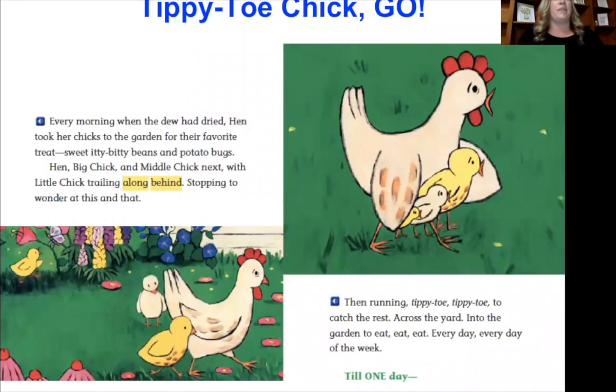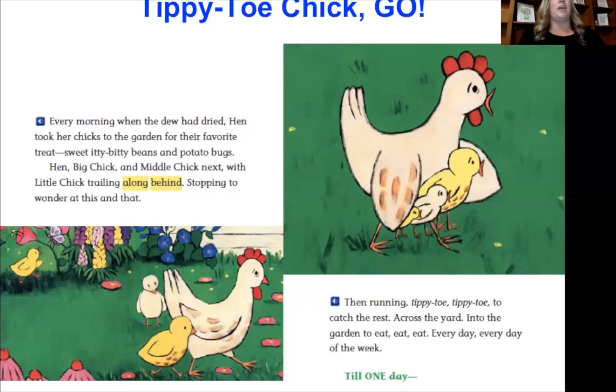Let's read. "Every morning when the dew had dried, Hen took her chicks to the garden for their favorite treat, sweet itty-bitty beans and potato bugs." Who are the characters? I hear the author mention a hen and her chicks. Can you see them in the illustration? What are they going to get? The text says they are going to get their favorite treat of itty-bitty beans and potato bugs. The word favorite tells me they really like it.